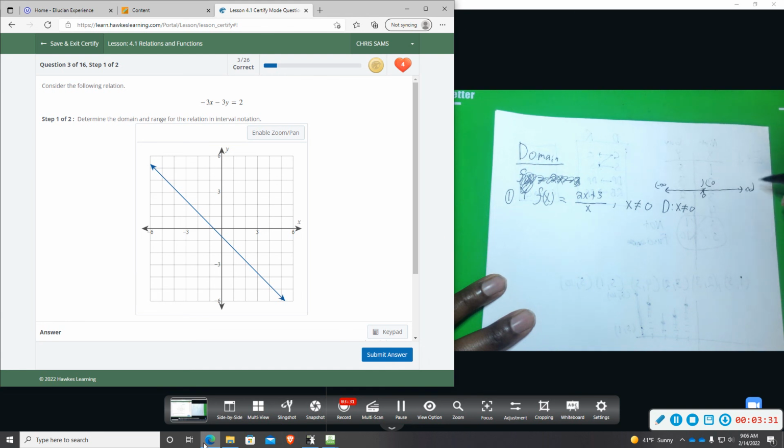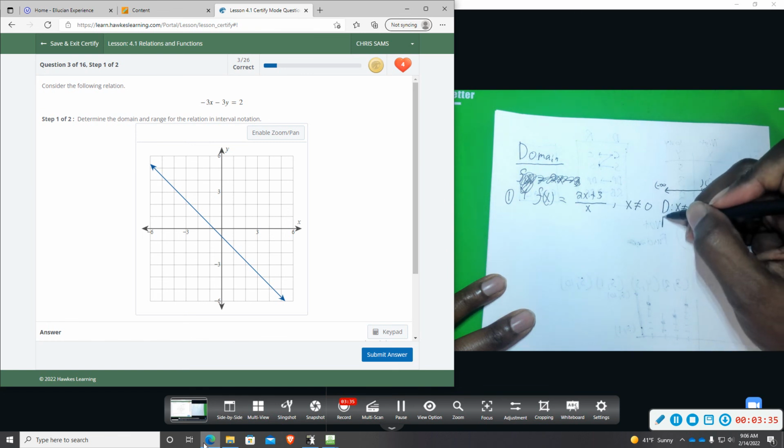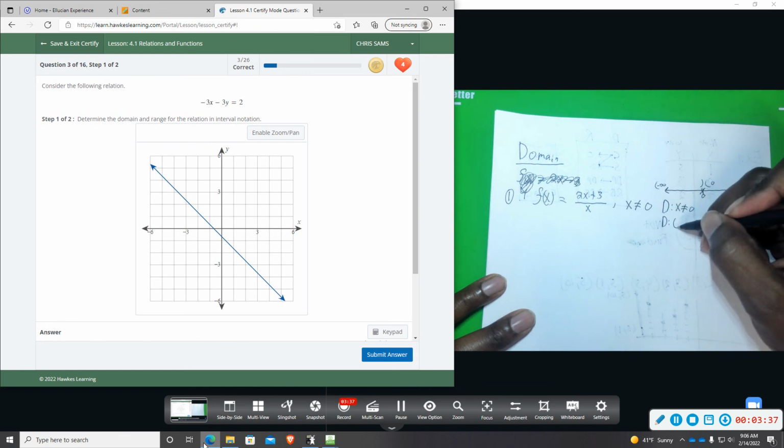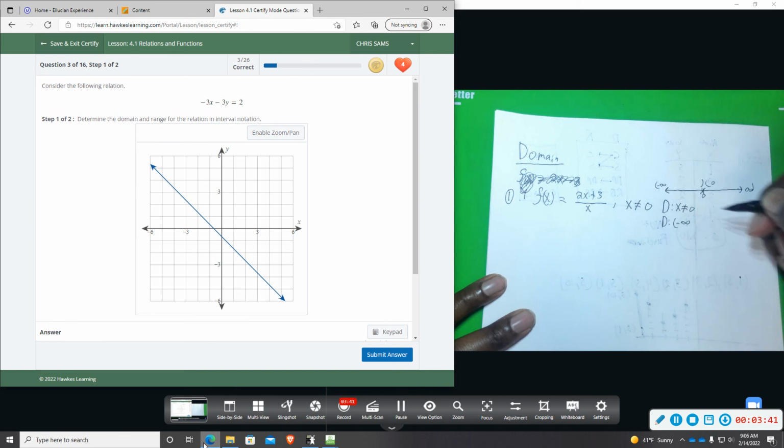So if you want to write this in interval notation, it would look like this. Domain from negative infinity, and we always put parentheses on infinity because we never reach it. We're always moving toward it. And then we go up to 0, close as we can, but not technically reaching 0. That's why we're also putting that in parentheses, because we cannot use 0.